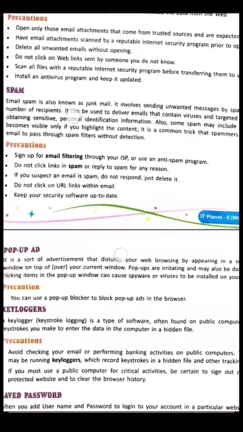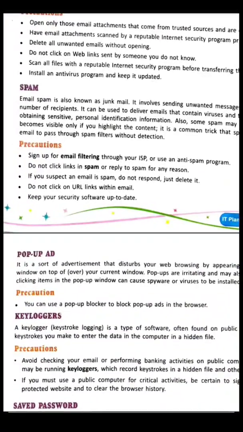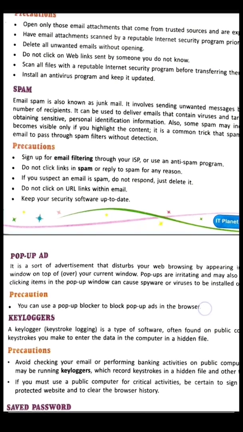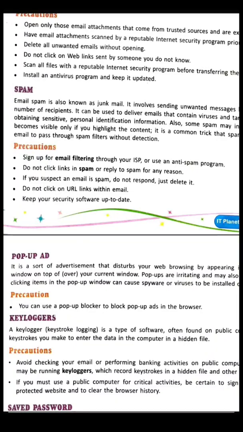So what are the precautions to be safe from such type of junk mail? First is sign up for email filtering through your ISP or use an anti-spam program. So you may get this anti-spam feature in the antivirus program. You can use that, or you can use the email filtering feature from your internet service provider. So they will protect you from such junk mails. They will not allow such emails in your inbox.